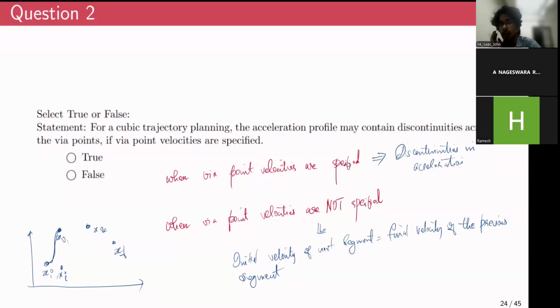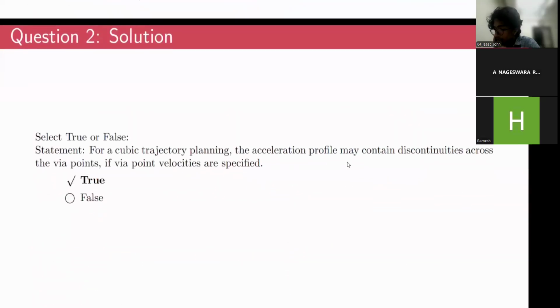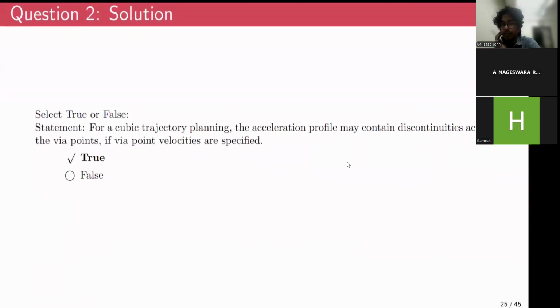If further clarification is required, I can go back to the corresponding slide and explain. But in this case, the correct answer would be true, I believe. For cubic trajectory planning, acceleration profile may contain discontinuities if via point velocities are specified. That is true, because it essentially agrees with this statement. So that is indeed true. Let me know if any further clarification is required. I can go back.